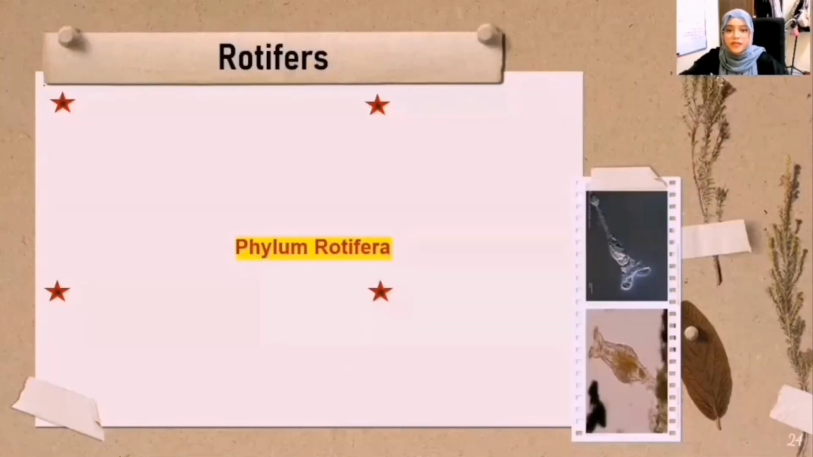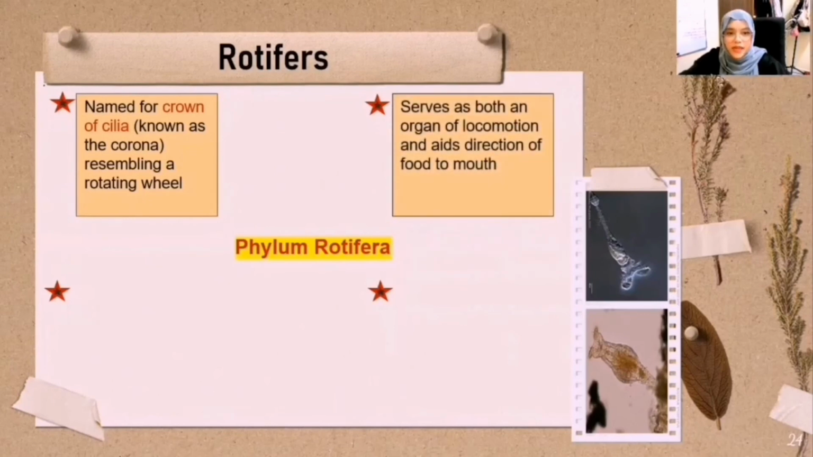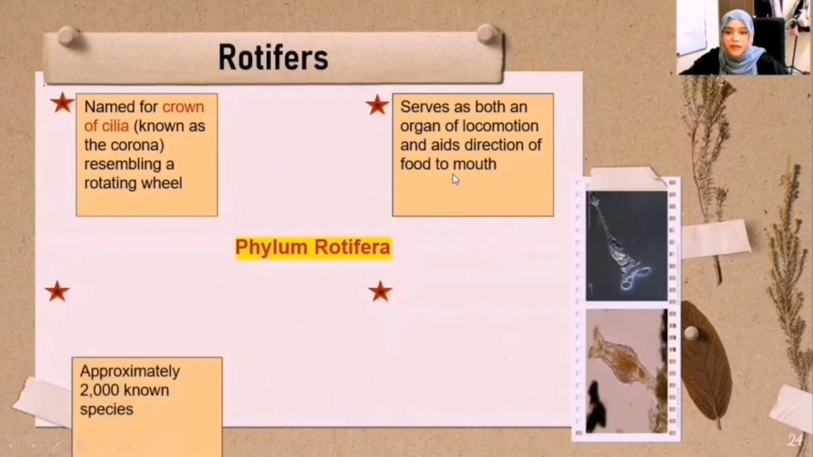Next, this is about rotifers or phylum Rotifera. So rotifers are platyzoans related to the flatworms. They are named for the crown of cilia, known as the corona, resembling a rotating wheel. The corona serves as both an organ of locomotion and aids direction of food to the mouth.